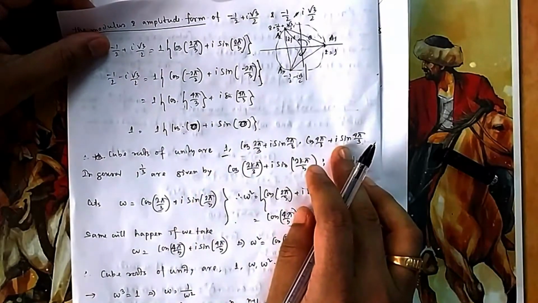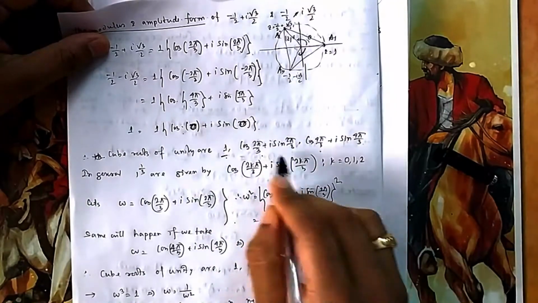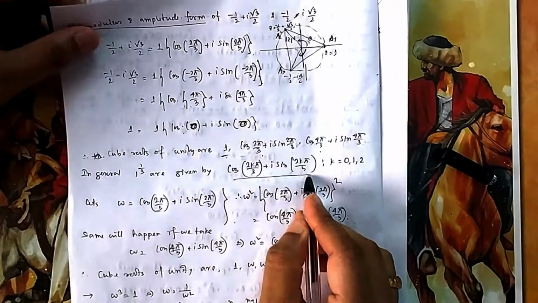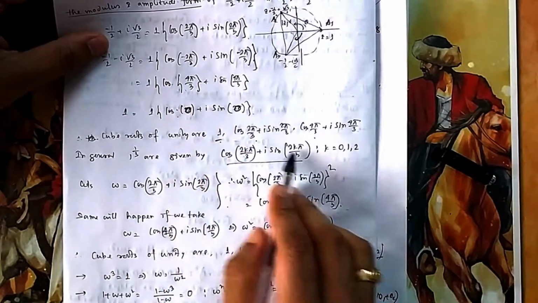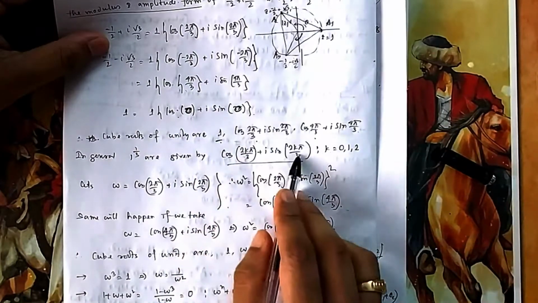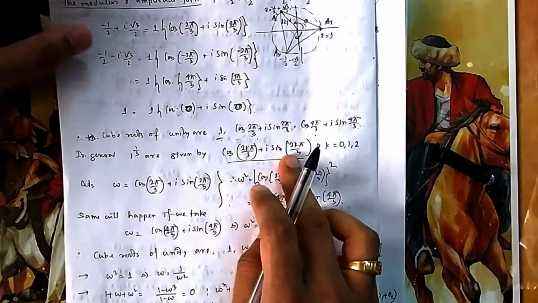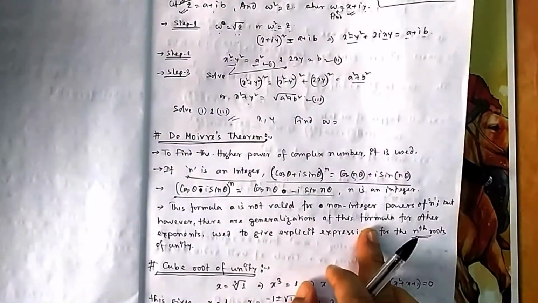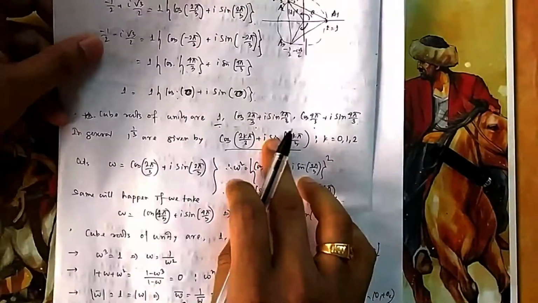Again, if I write it in modulus and amplitude form, this is the first one, this is the second one, this is the third one. So this can be generalized this way. If you put k equal to 0, it becomes cos 0 plus i sin 0, so it is 1. If you put 1, then it is 2 pi by 3. If it is 2, then it is 4 pi by 3. So this is the generalized version. What I was telling you about De Moivre's theorem, that in case of fraction or non-integer powers, we can use this generalized version.